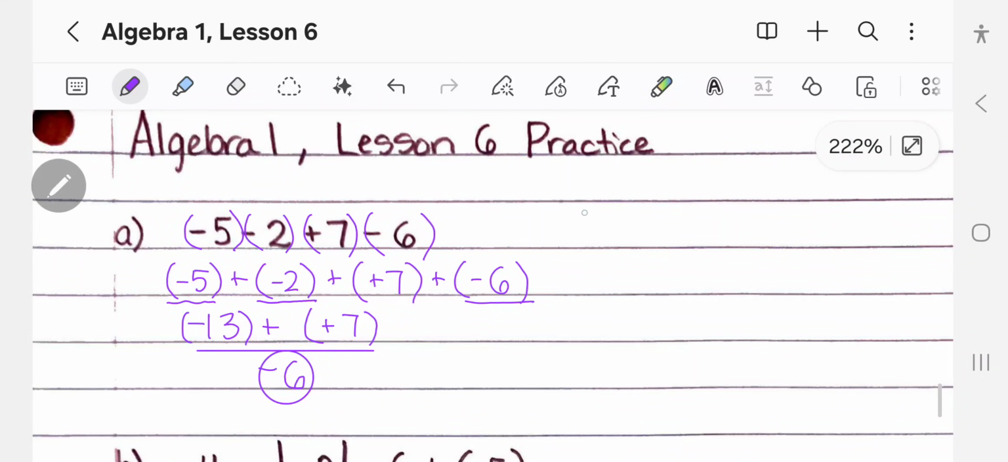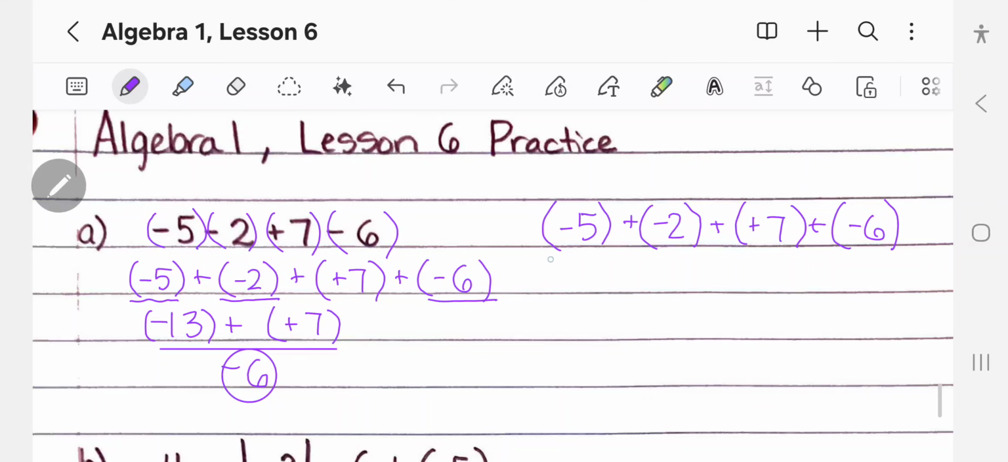I noticed something while I was doing this problem. I'm going to rewrite it out from the second step. Another way to think about this, a little more advanced: when we combine these two, we get -7. They're going to cancel out with this +7, because if you borrow $7 and then pay it back, you don't owe anything, and your answer is -6. So if you notice those, you can do that as you go.